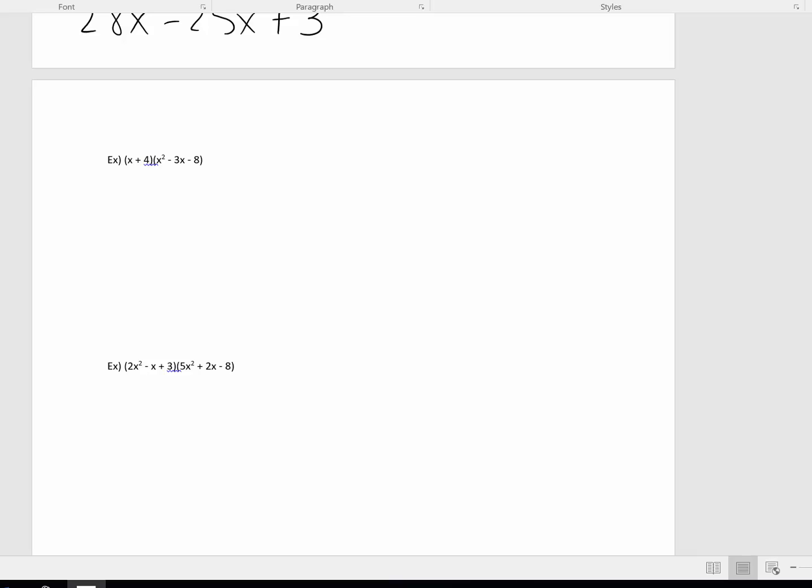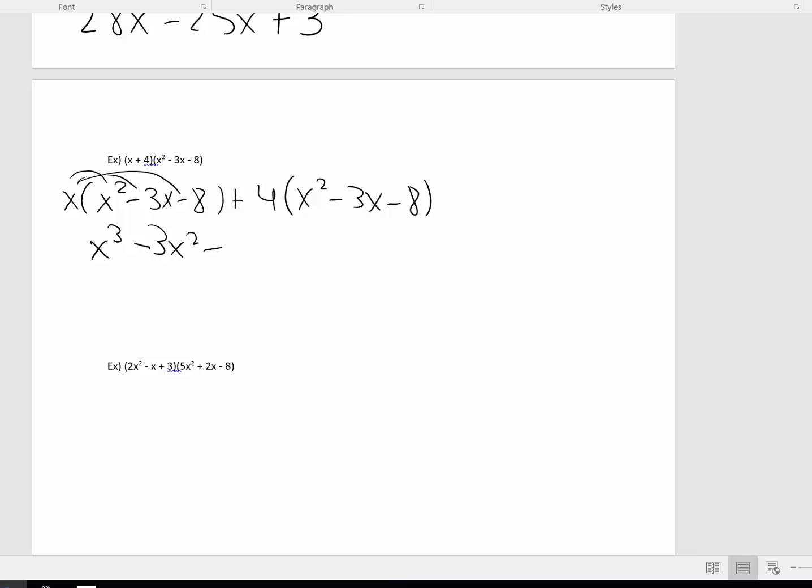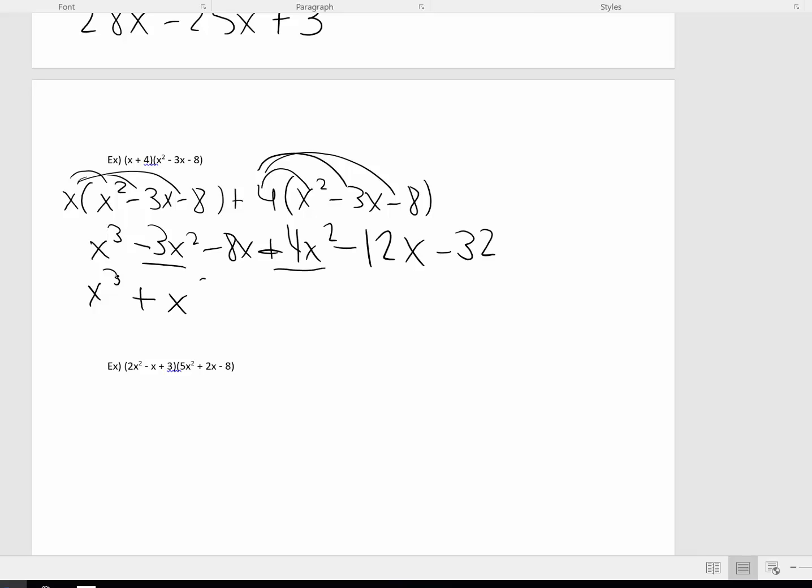Okay, let's take a look at the next example then. So again, same thing. I'm going to take this x and multiply by x squared minus 3x minus 8. And I'm going to take this positive 4 and multiply by x squared minus 3x minus 8. Distribute. Okay, combine like terms. Bring down the minus 32. No more like terms. I can't do anything else here.